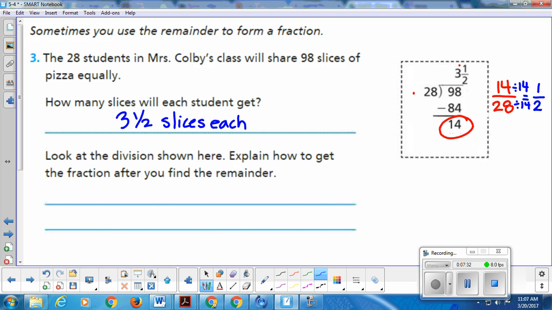A fraction in this case makes sense. It makes sense because we're talking about something that you can divide amongst people. Okay? So look at the division shown here. Explain how to get the fraction after you find the remainder, which we kind of did. So really, this is 98 divided by 28. You know that, right?